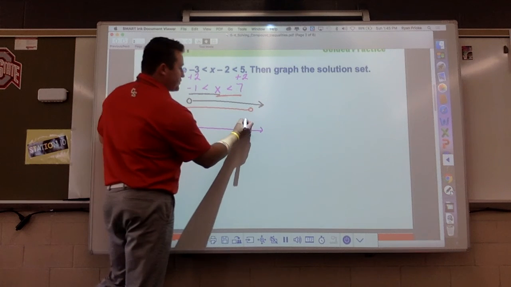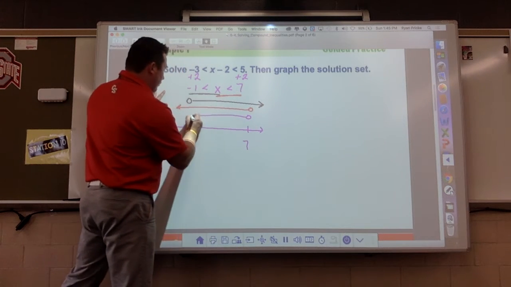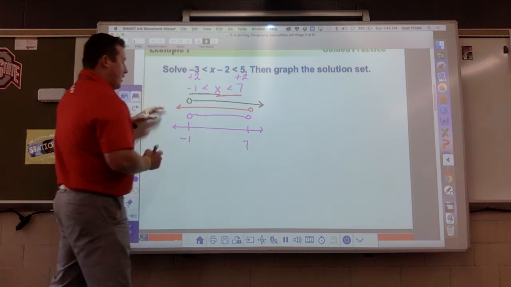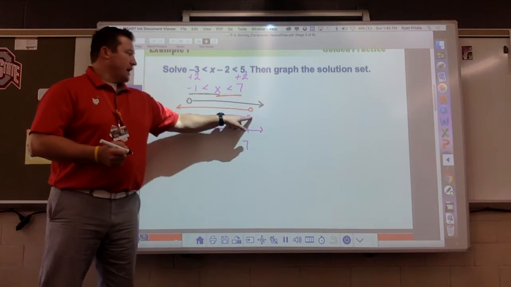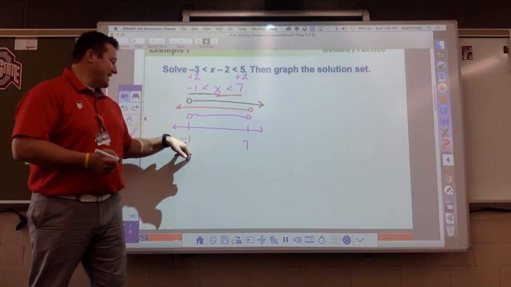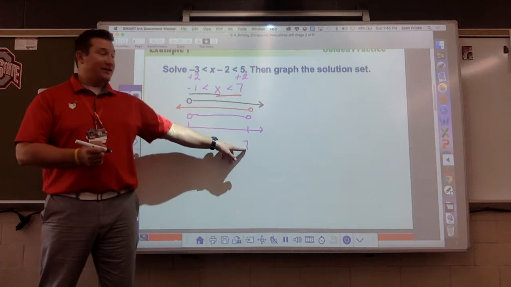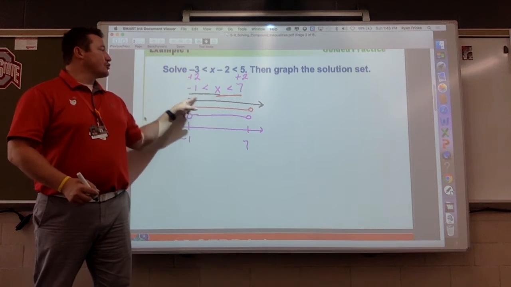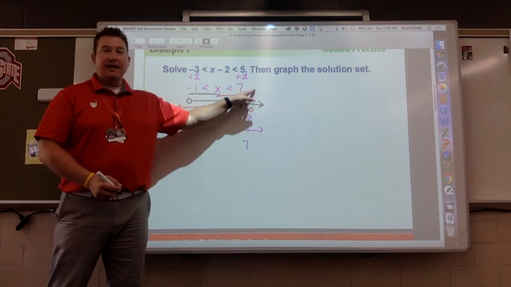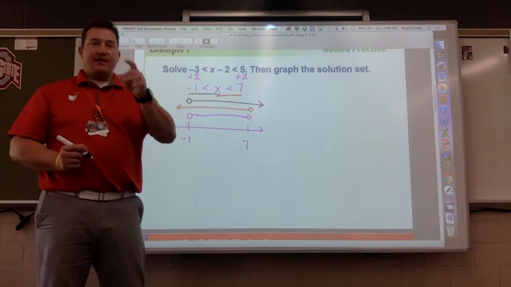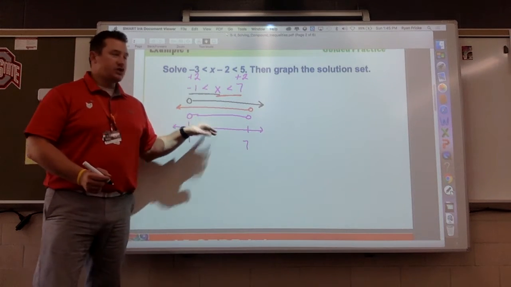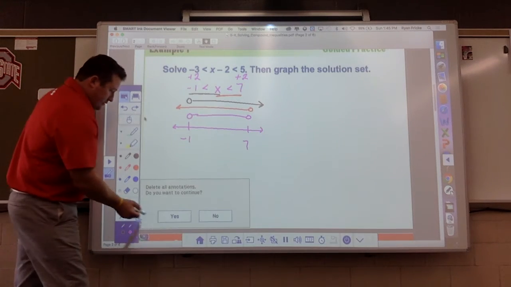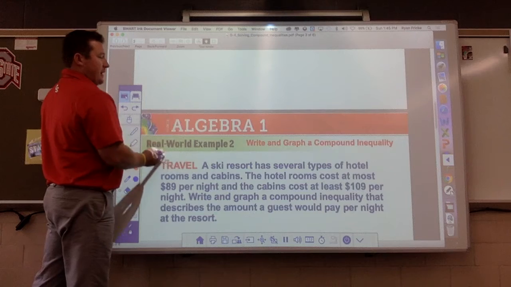So if we're going to graph this, guys, we're an open dot here on 7, and an open dot down here on negative 1. Every number between negative 1 and 7 meets both inequalities at the same time. It's true for this half of my compound inequality, and it's also true for this half. That's what our solution set shows us in our graph. Hopefully these are making a little bit more sense.